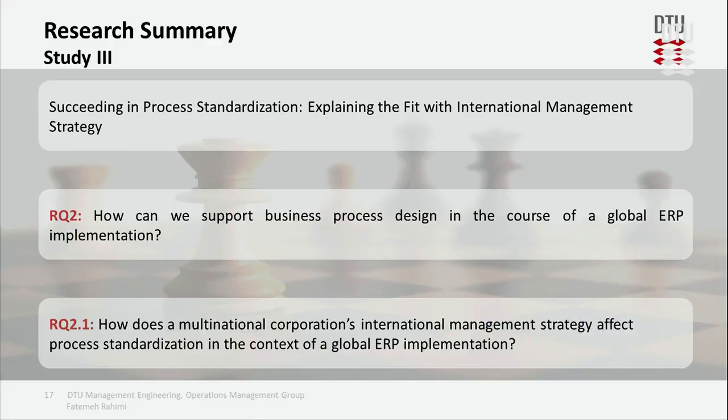The third study, in fact, investigates the association between process standardization and the international management strategy of a multinational corporation. This is because, if you can remember, the first study suggested that we actually need to align process standardization with the corporate international management strategy. So this third study tried to answer this sub-question. How does a multinational corporation's international management strategy affect process standardization in the context of a global ERP implementation? This question is in fact derived from, and supports, the second research question of this study.